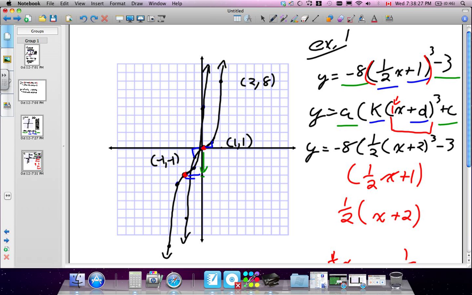So if you notice, here's the key. Essentially, this vertex, if you want to call it that, it really isn't, but this middle point has gone down 3, like in our C. It's gone down 3 units. And it's gone to the left 2, because it's +2. Left 2. So you see how there's our new vertex?